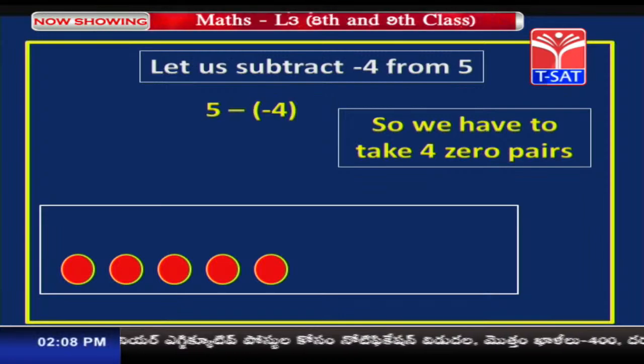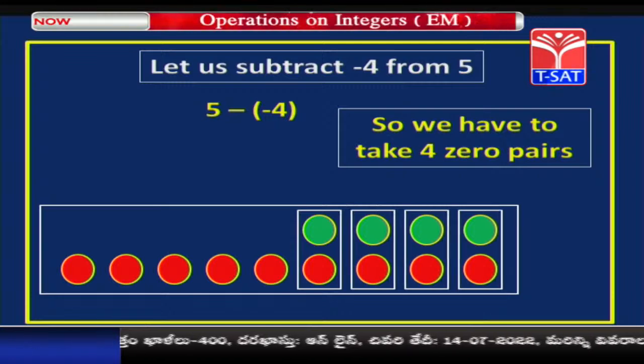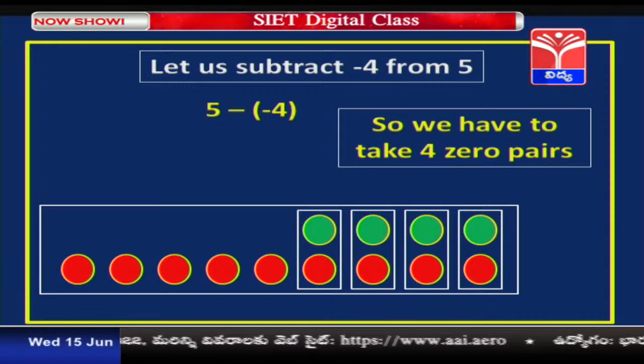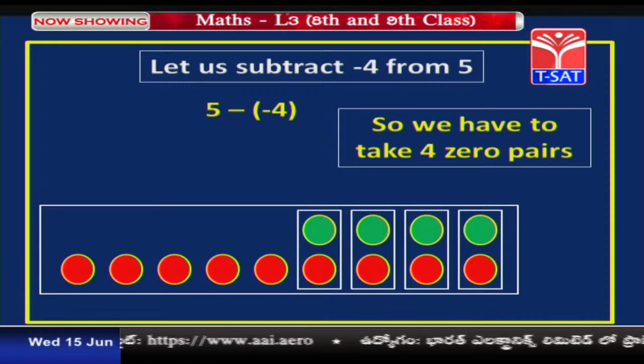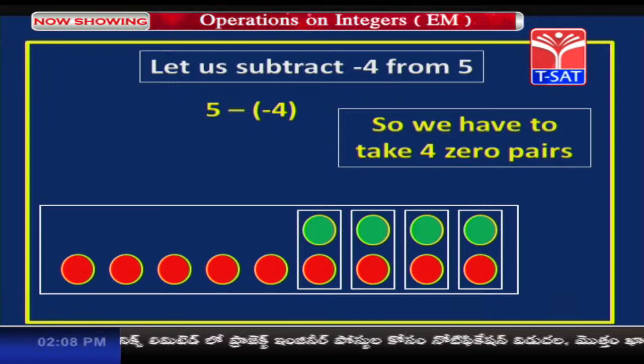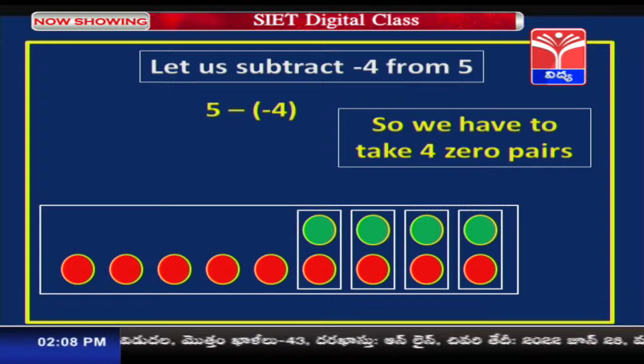Let us take 4 zero pairs, children, as shown. You can see 1, 2, 3 and 4. Now, out of these 4 zero pairs, how many are there with green color here? 4, means 4 negative numbers, isn't it, children? So, each represents minus 1, then all those 4 represents, yes, minus 4.